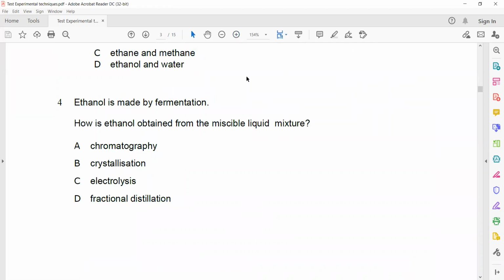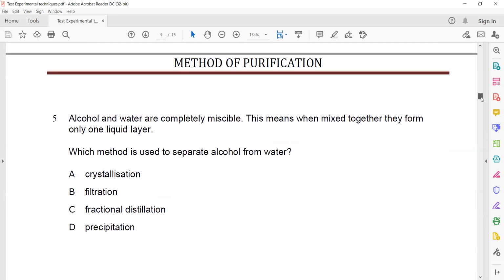Ethanol is made by fermentation. How is ethanol obtained from miscible liquids? When two or more miscible liquids are there, which technique do we use? We use fractional distillation. That's why D is the right answer. Even in the question, there are specific terms which help you understand why that specific answer is right. So if miscible liquids are there, we use fractional distillation. If immiscible liquids are there, we use a separating funnel.